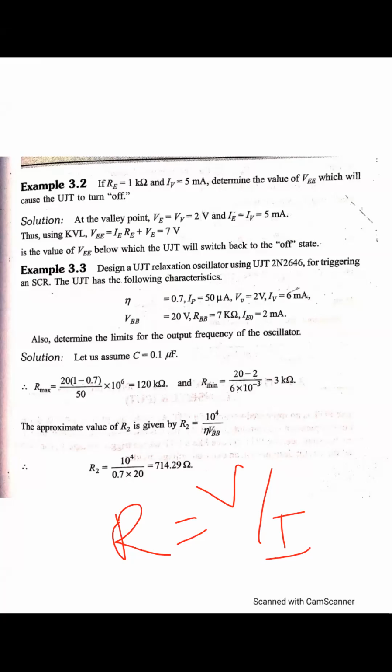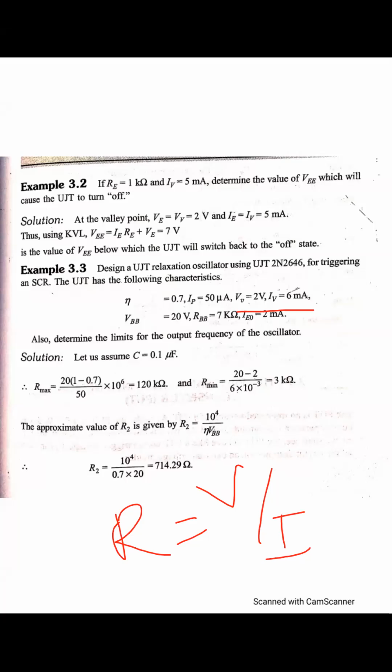So we are going to get 120 kilo ohms. R minimum we are going to calculate at the valley point. It is VBB minus VV, where the valley voltage is given as 2 volts and the valley current is 6 milliamperes. So VBB minus VV divided by IV, we are going to get R minimum as 3 kilo ohms.